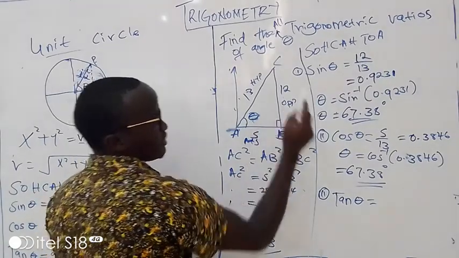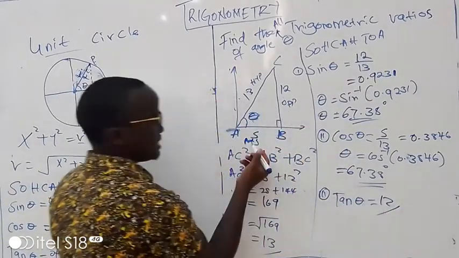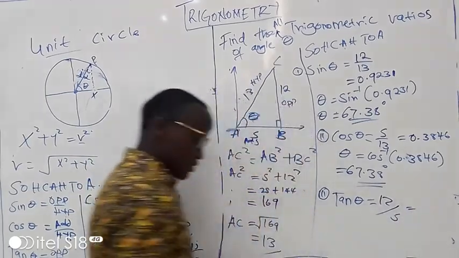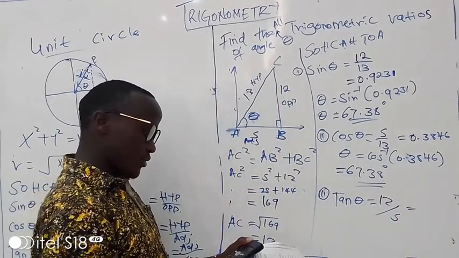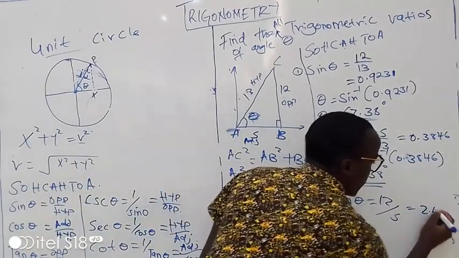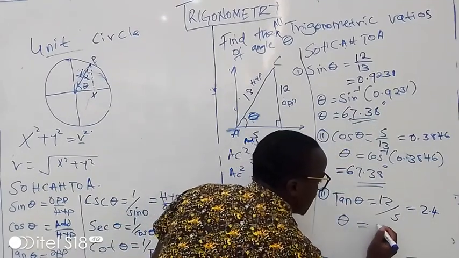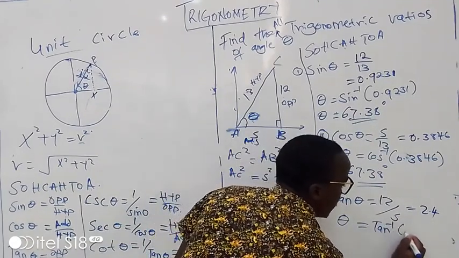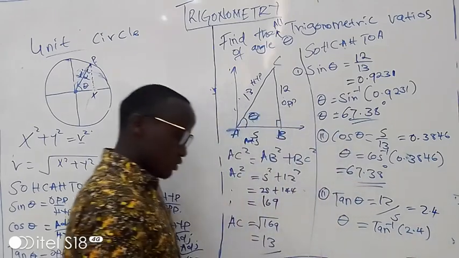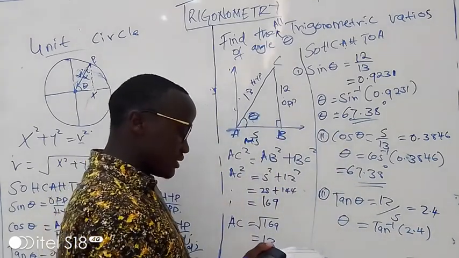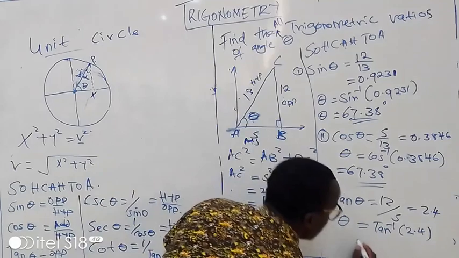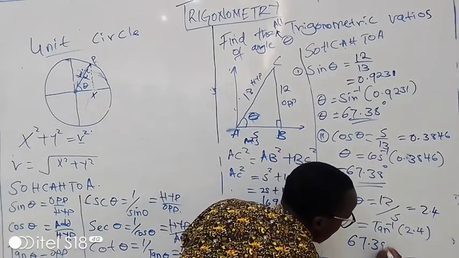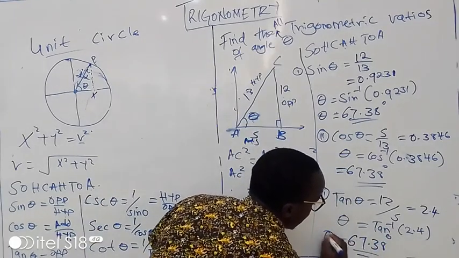Tan theta is opposite over adjacent, which is 12 over 5. So 12 divided by 5 is 2.4. Now our theta will be tan inverse of 2.4. You press shift tan of answer. Now this is 67.38 degrees. This is our theta.